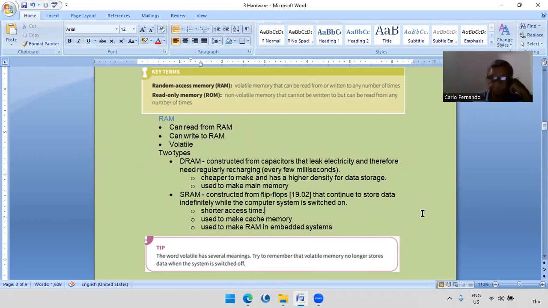Tip. The word volatile has several meanings. Try to remember that volatile memory no longer stores data when the system is switched off.